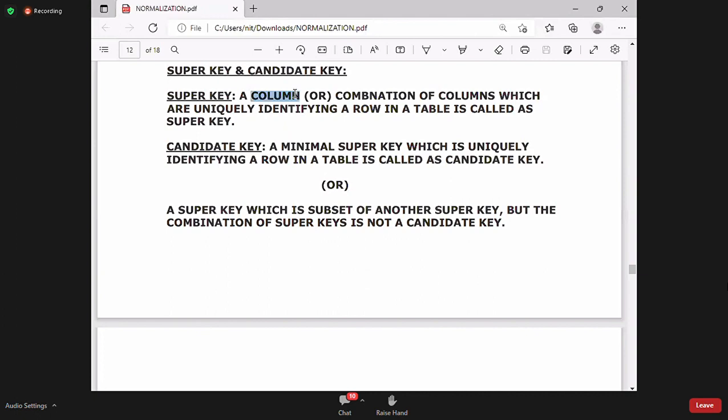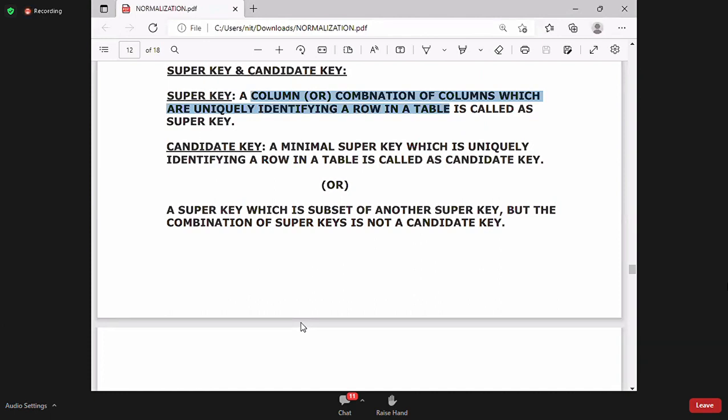What was it saying? A column, that means a single column or combination of columns, which uniquely identifies a row in a table is called a super key.